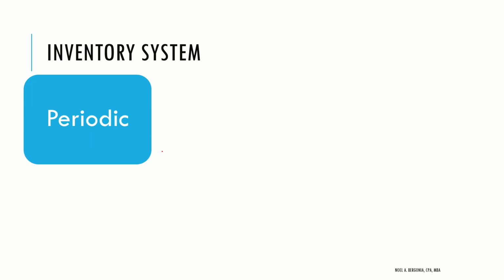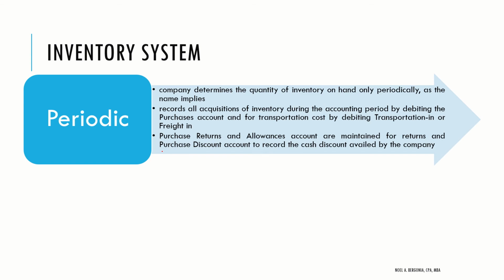Okay, so let's have first the inventory system. So kanina nabanggit ko po that throughout this discussion, we will be using periodic inventory system. When we talk about inventory systems, meron tayong dalawang i-discuss. Let me just first discuss the periodic, which, the characteristic of periodic inventory system is that we determine the quantity of inventory on hand. So, nalalaman natin ilan pa po yung natitirang inventory, or merchandise na binibenta natin only periodically as its name implies. Okay, so we know it periodically.